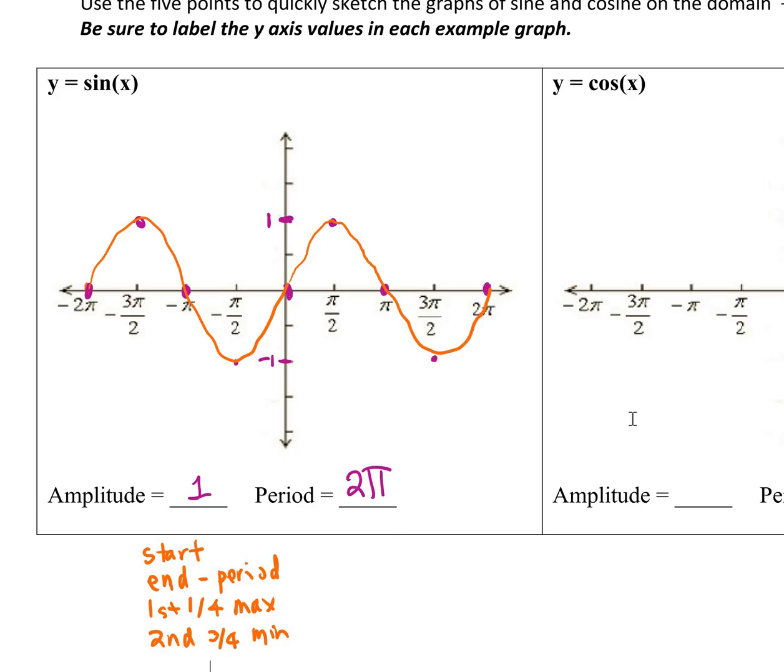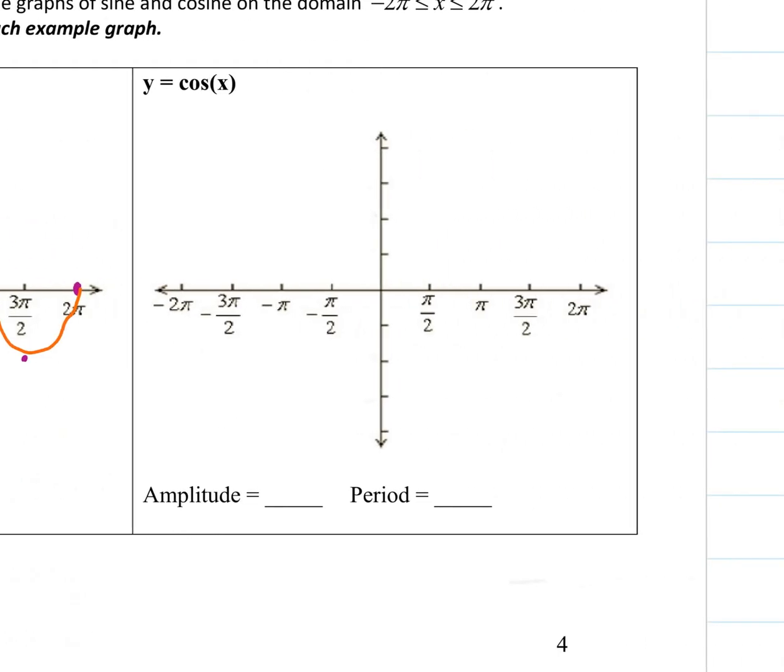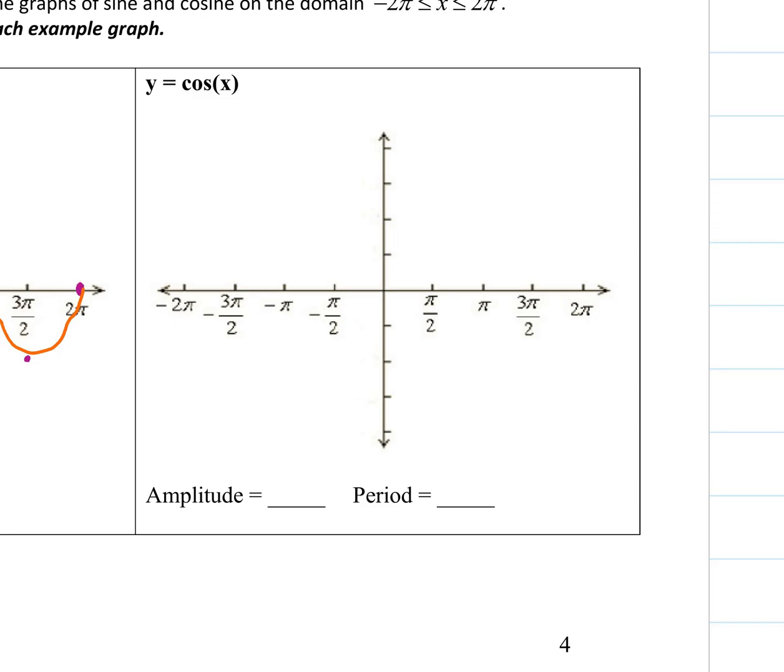Okay, let's scroll over and we're going to do the cosine graph. So same idea. What's my period? The period is 2 pi. What's the amplitude? The amplitude is 1. I know that because I'm looking at my function up here, y equals cosine of x. There are no shifts or stretches or anything like that.